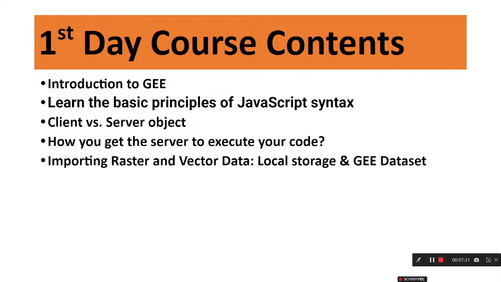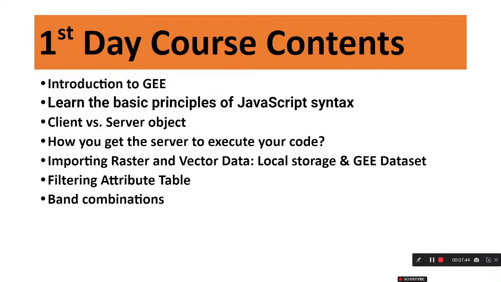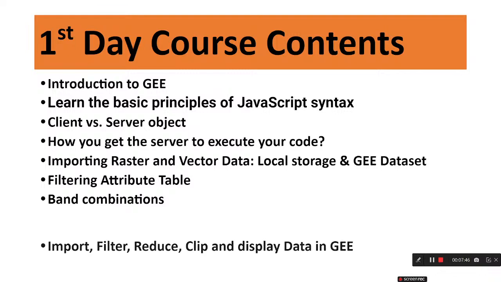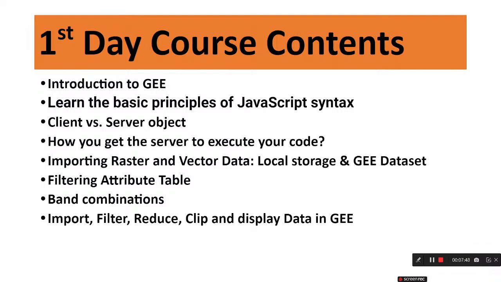And then how you can import raster and vector data from your local storage as well as from the Google Earth Engine dataset. And how you can easily filter the attribute table from the shapefile. We also try to discuss that. And then we also discuss band combination, how you can easily use it. And then how you can easily import, filter, reduce, clip, and display data in the Google Earth Engine platform.